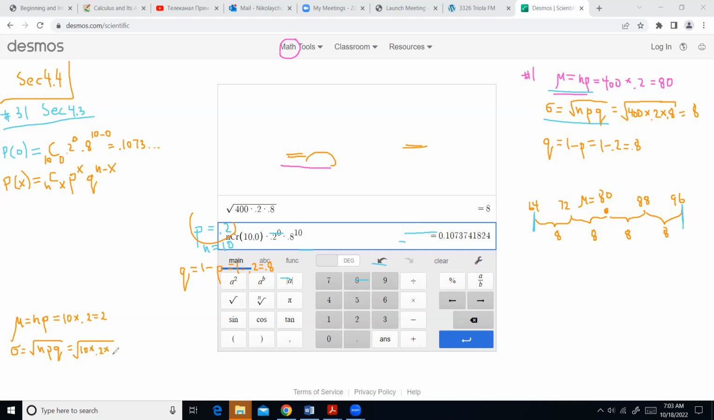So I can multiply these 3 numbers, P and Q and 10, and then of course put this inside the square root. Maybe I can clear this a little bit. It's just too messy. So P is multiplied by our sample size. So I go square root of 10 times 0.2 and then times Q, which is 0.8. So our standard deviation is 1.2 something, right?